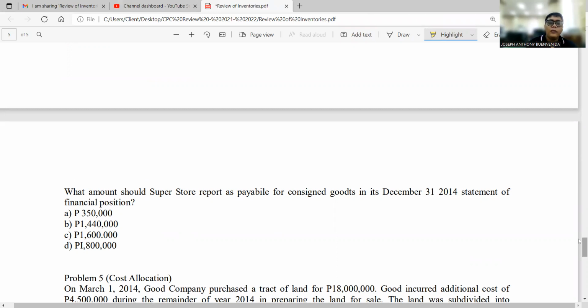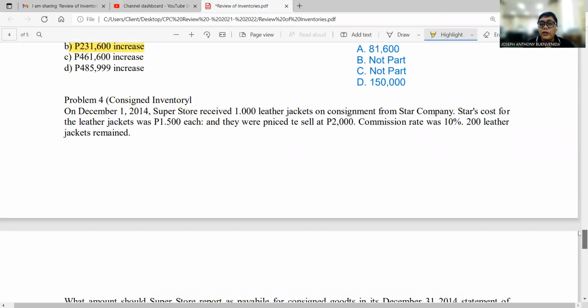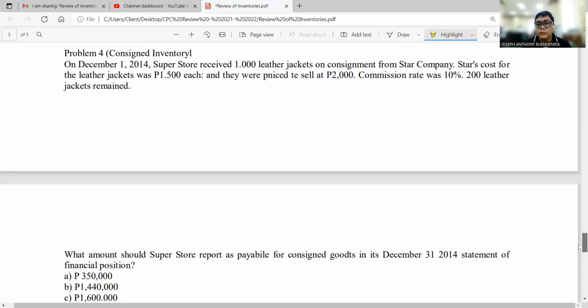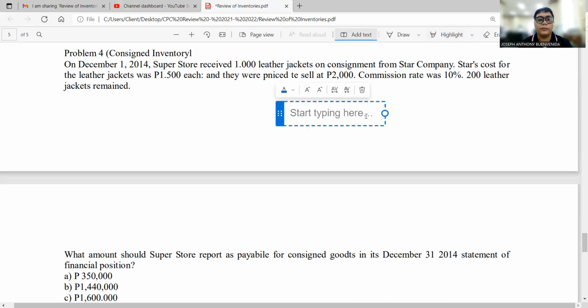How much is the payable to the consignor, since the consignee has a commission of 10%? So how do we compute that? How much will we pay to our consignor? Okay, so let's compute.